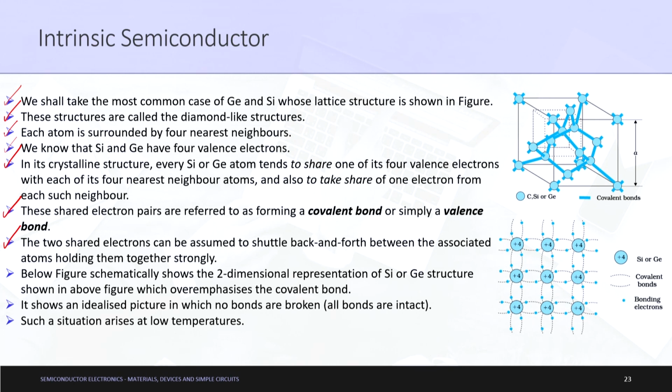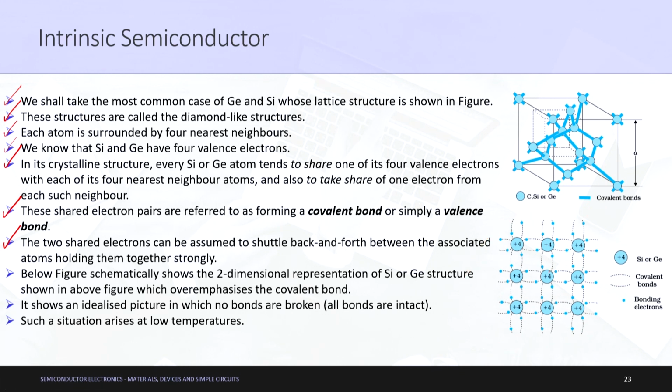The figure below schematically shows the 2-dimensional representation of the silicon or germanium structure shown in the above figure, which overemphasizes the covalent bond. So basically, this is a 2D representation of silicon or germanium crystals. So what does +4 say?